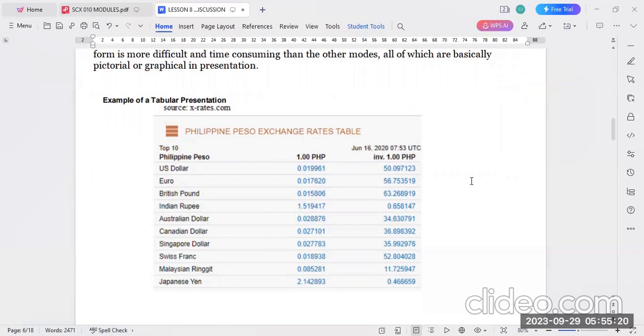We have US dollar, euro, British pound, Indian rupee, Australian dollar, Canadian dollar, Singapore dollar, Swiss franc, Malaysian ringgit, and Japanese yen. And this is for 1 peso, the equivalent of 1 peso, for each currency. Like for US dollar, in Philippine peso, it's 50.097123.